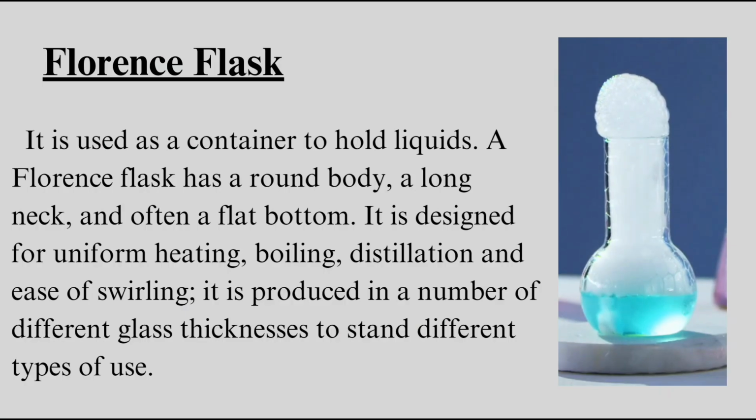Florence flasks. It is used as a container to hold liquids. A Florence flask has a round body, a long neck, and often a flat bottom. It is designed for uniform heating, boiling, distillation and ease of swirling. It is produced in a number of different glass thicknesses to stand different types of use.